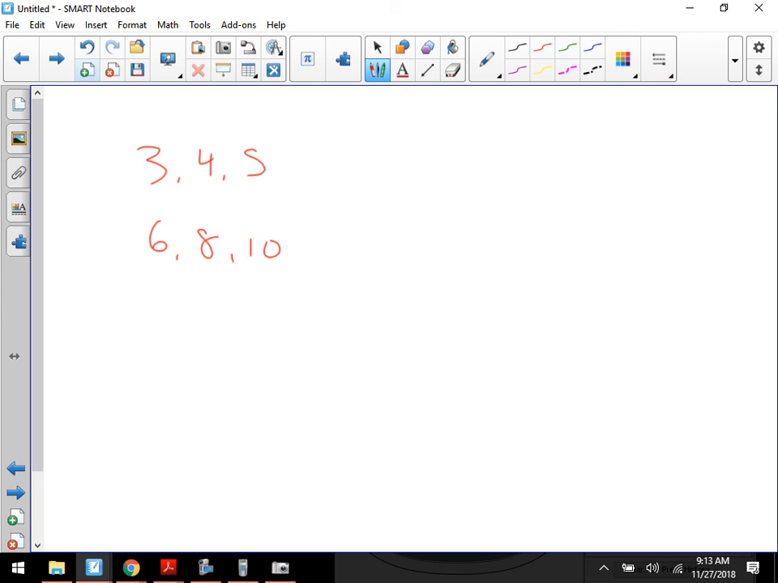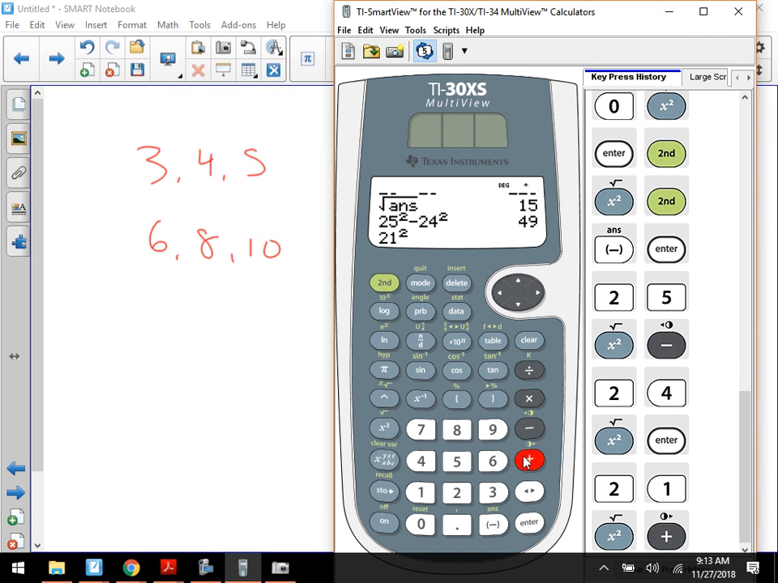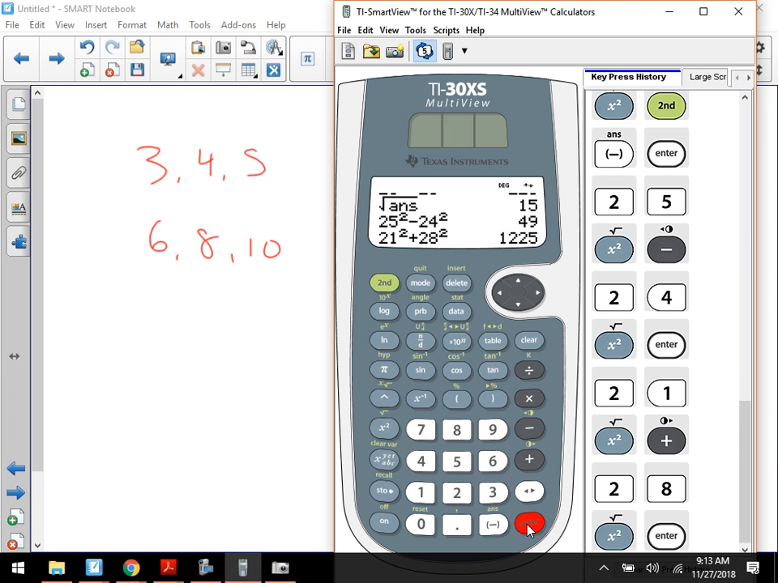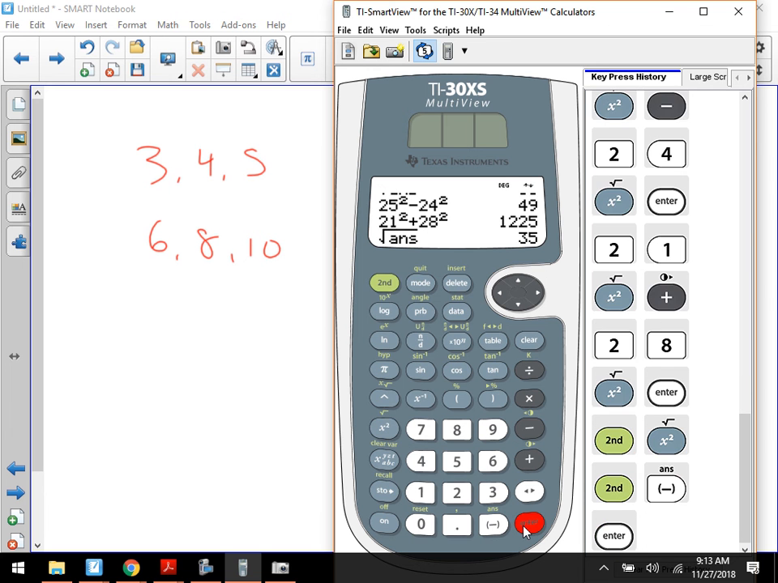Multiply it by 7. Then use your calculator. You get what? 21, 28, 35. 21 squared plus 28 squared. Square root of that. It even works with fractions. If I multiply them by a half, 3 halves, 4 halves, 5 halves, it'll still work. Okay? It's very, very, very common.